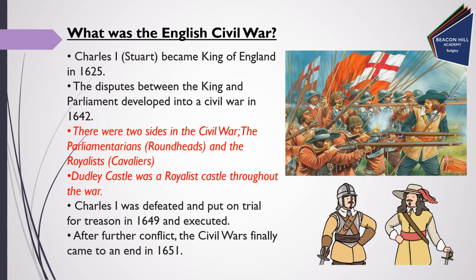So at the end of the English Civil War, Charles I was defeated. As we said, the Parliamentarians were victorious, and he is put on trial for treason in 1649 and executed. And after further conflict, the Civil War finally came to an end in 1651.